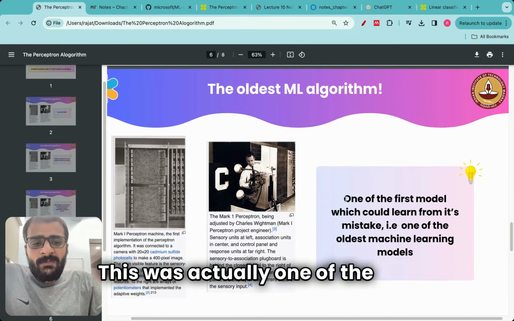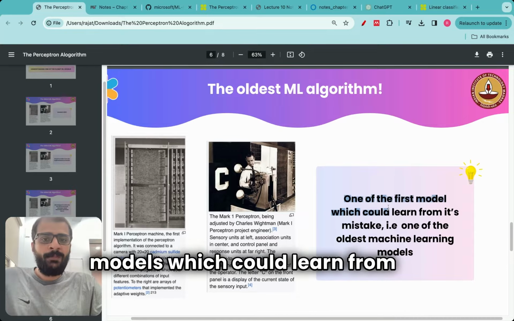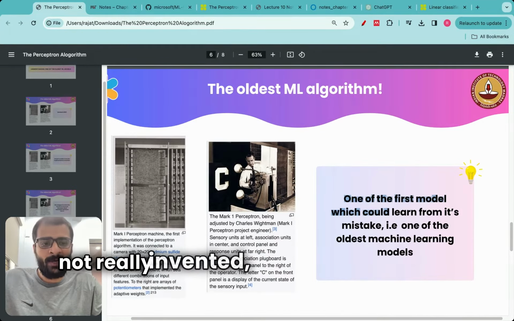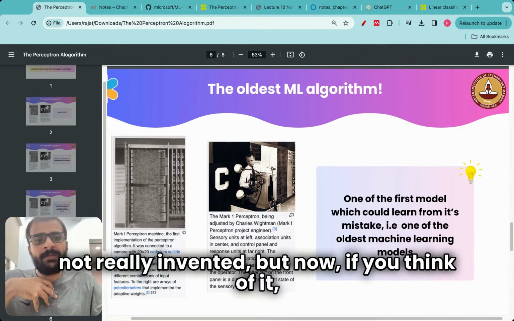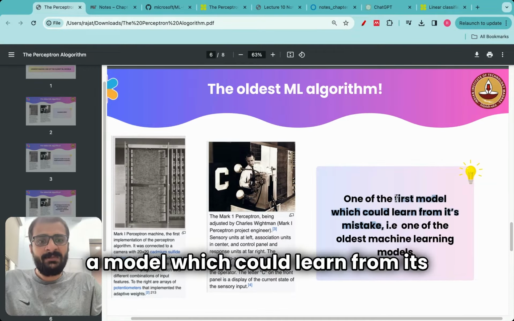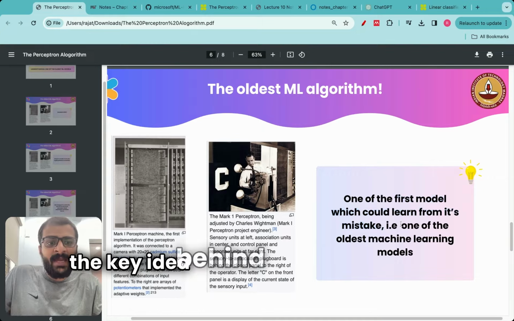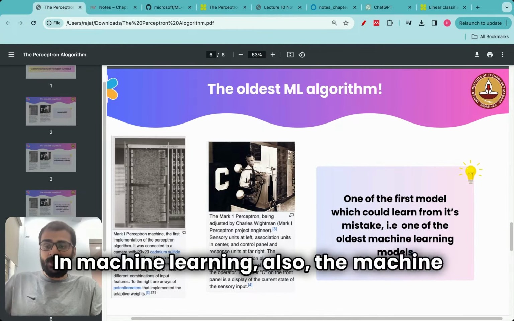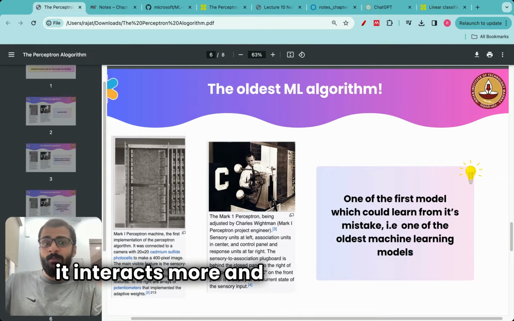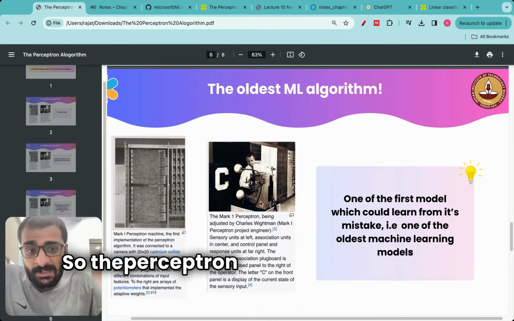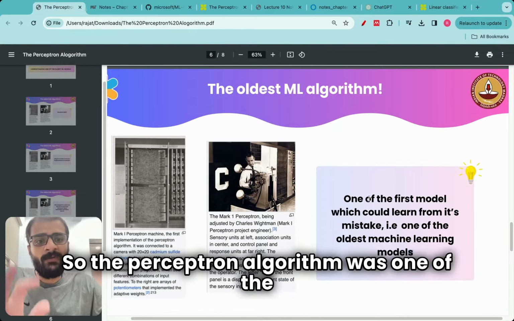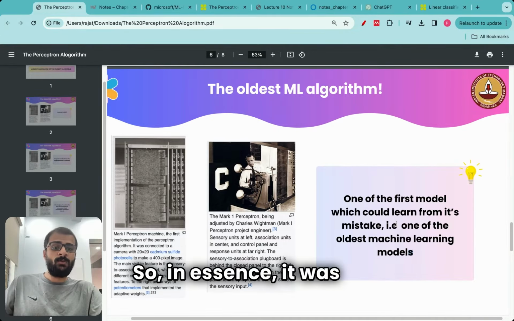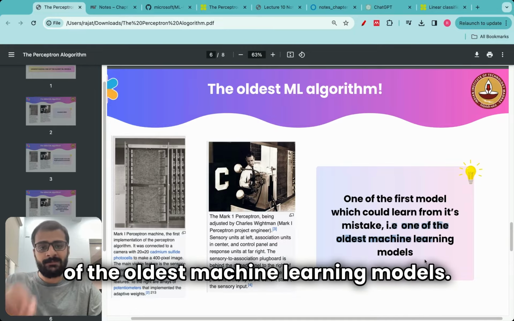This was actually one of the first models which could learn from its mistakes. Remember, at that time, the idea of machine learning was not really invented. But now, if you think of it, a model which could learn from its mistakes is essentially the key idea behind machine learning itself. In machine learning, the machine is learning as it interacts more and more with the user. So the perceptron algorithm was one of the first models which could learn from its mistakes. In essence, it was one of the oldest machine learning models.